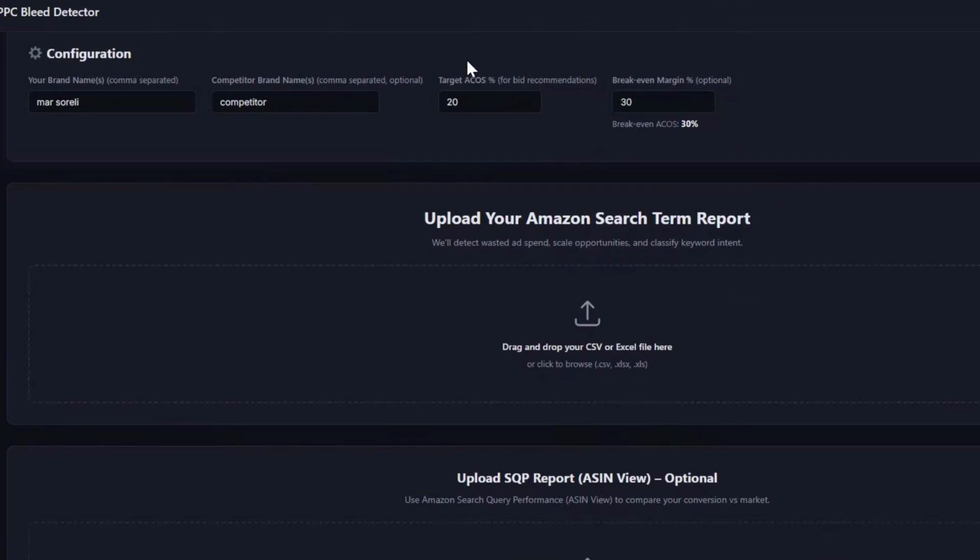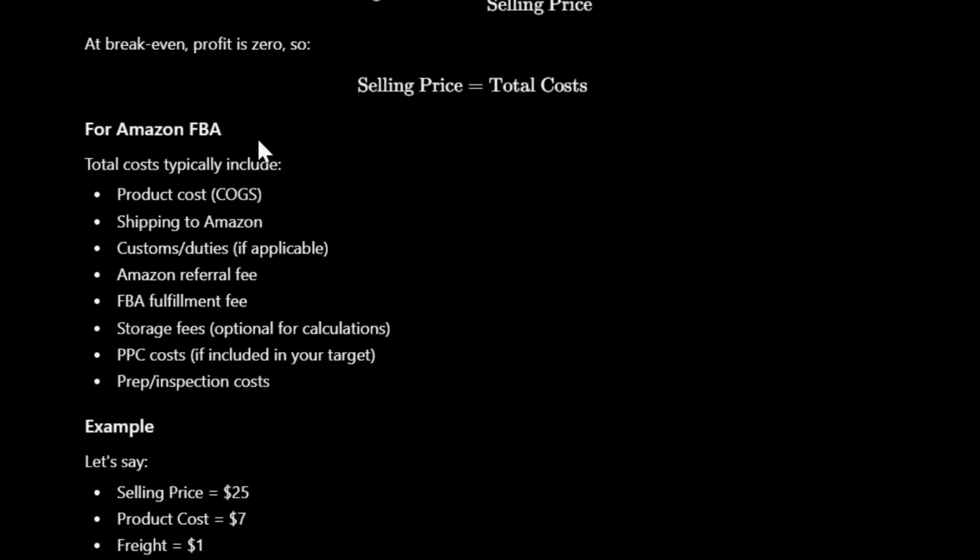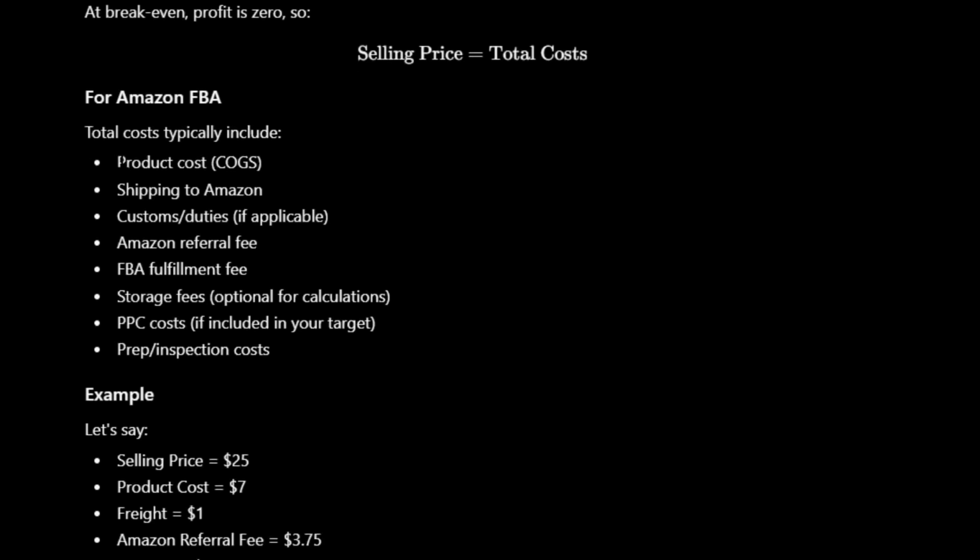Now, how do you even calculate 30%? How do you calculate the break-even margin? If you come across the formula of break-even margin, it is selling price on your Amazon listing minus all of your costs, divided by selling price, times 100. So just think of it as your margins divided by selling price, right? And for your cost, it has to include the product costs. It has to include the shipping to Amazon. It has to include any customs duties, Amazon FBA and referral fees. It has to include the storage fee and the PPC cost as well. It can include any other cost like inspection and so on as well.